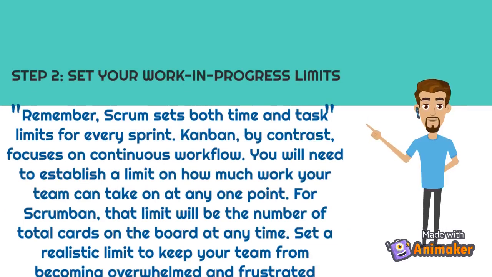Step 2. Set your work in progress limit. Remember, Scrum sets both time and task limits for every sprint. Kanban, by contrast, focuses on continuous workflow. You will need to establish a limit on how much work your team can take on at any one point. For Scrumban, that limit will be the number of total cards on the board at any time. Set a realistic limit to keep your team from becoming overwhelmed and frustrated.